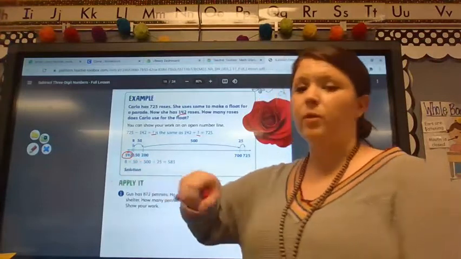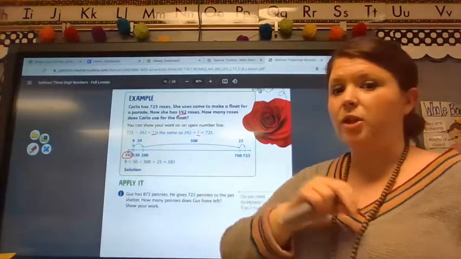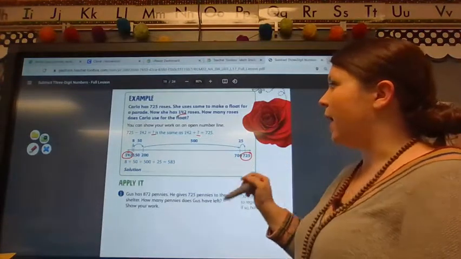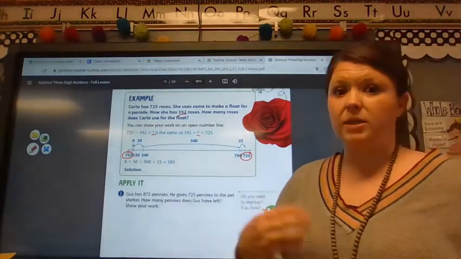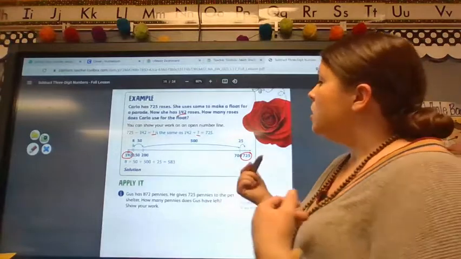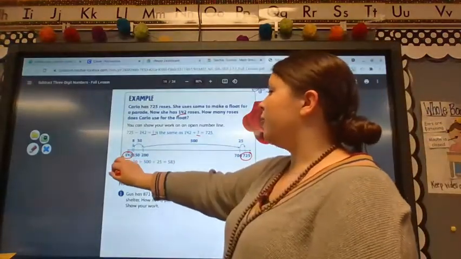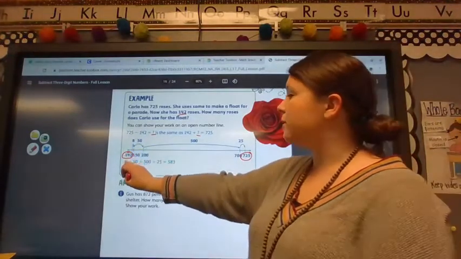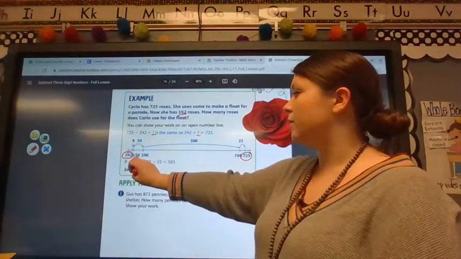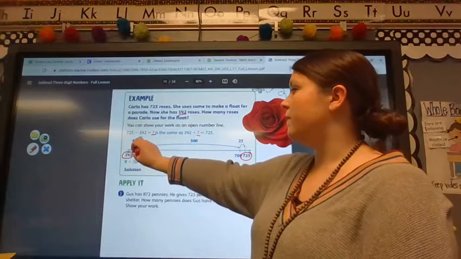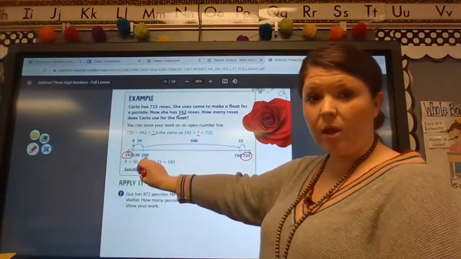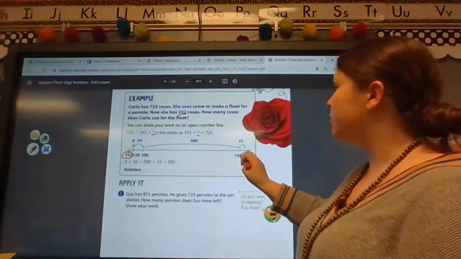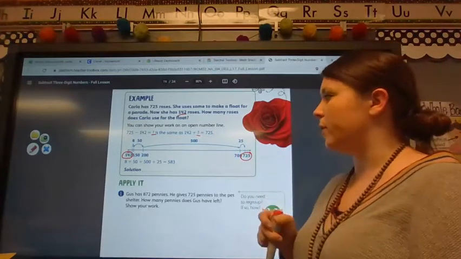142, remember, is how many roses she has now that she has finished with the float. 725 are how many roses that she had to begin with. So they added up from 142 to 725. 142 plus 8 is 150. 150 plus 50 is 200. 200 plus 500 is 700. 700 plus 25 is 725.